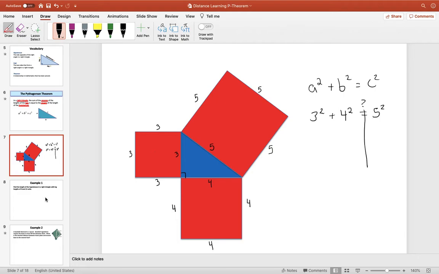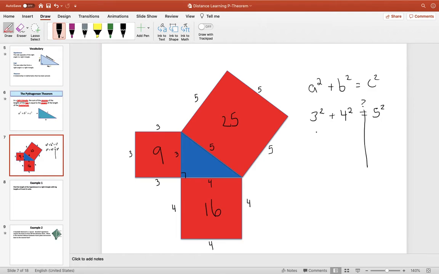When we're finding the area of a square, it's really easy. You just take this side length and you multiply it by itself. So we know that 3 times 3 is indeed 9. So the area of that square is 9 units. We also know that 4 times 4 is 16. Finally, we know that 5 times 5 is 25.